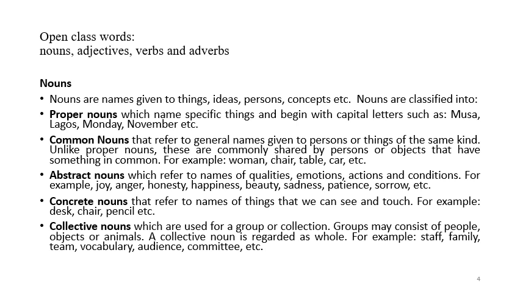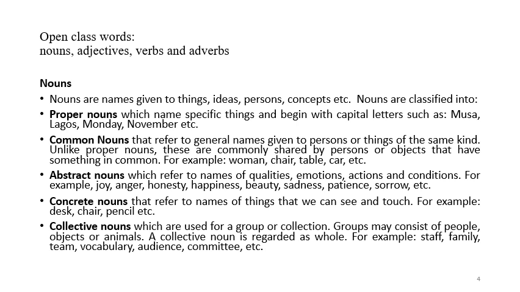Open class words. As we have already said, we have nouns, adjectives, verbs, and adverbs. So now let's treat them one by one. Nouns, as you have already known, are names given to things, persons, ideas, or concepts. And generally, nouns are classified into proper nouns, which are names of things that begin with capital letters, such as Musa, Isa, Monday, Tuesday, Wednesday, and so on. We also have common nouns, general names given to persons or things of the same kind. Unlike proper nouns, these are commonly shared by persons or objects that have something in common. For example, woman, chair, table, and so on.